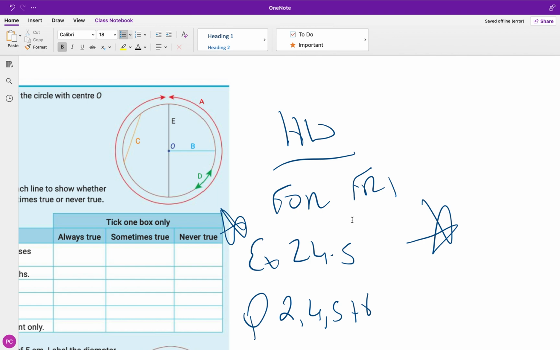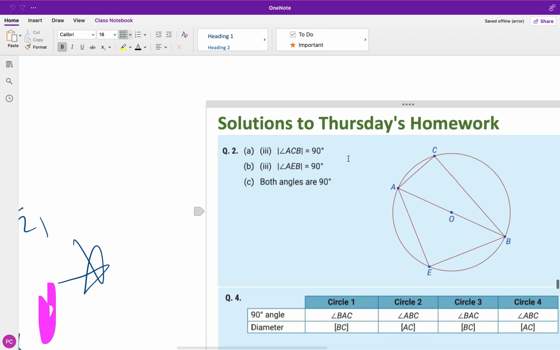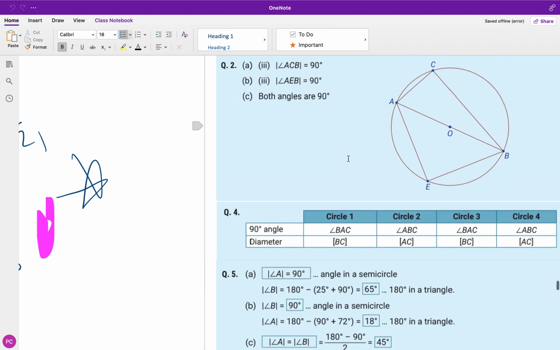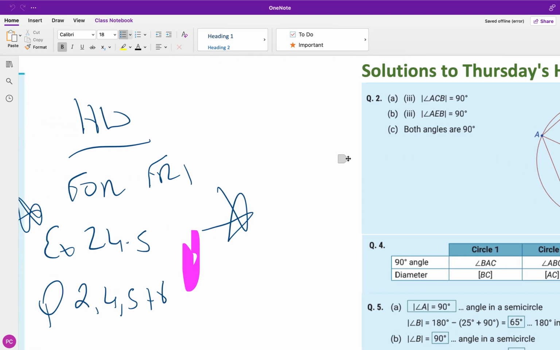So what I gave you for today was these questions here, 24.5 questions 2, 4, 5 and 6, and it's all about the circle. So we'll have a quick look through some of them. Now what I've done is I've put the solutions out here on the right hand side. So we've questions 2, 4, 5 and 6, so you can have a look through and correct your own homework now in a moment.